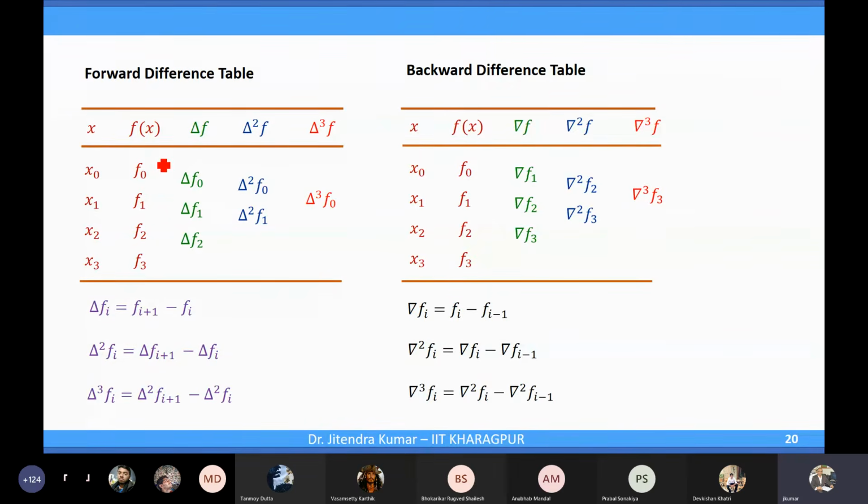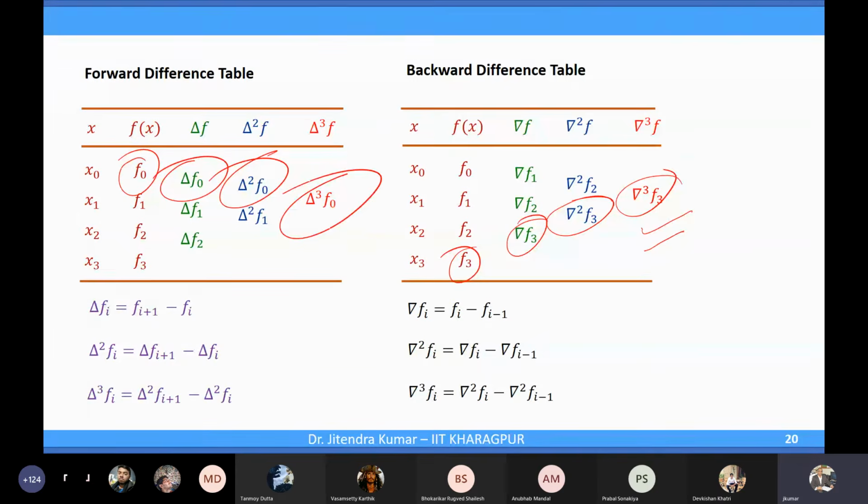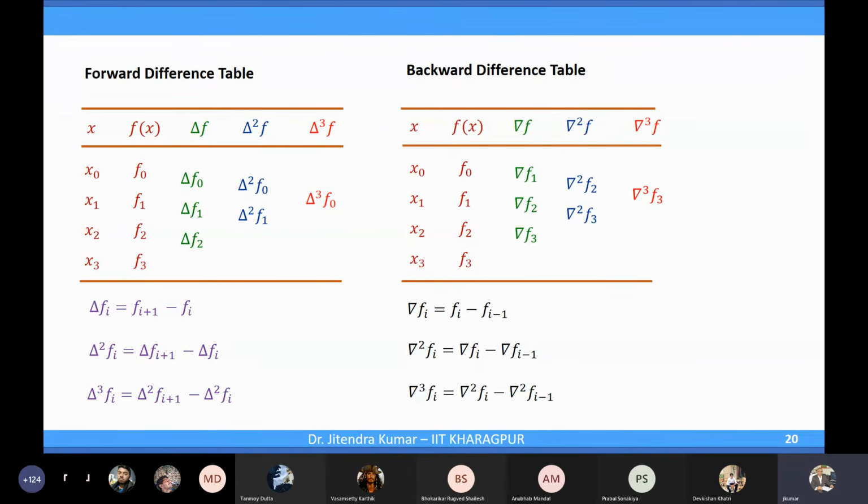Because see here, f naught, delta f naught, delta 2 f naught, delta 3 f naught: with respect to f naught, all these differences are known. In the backward, f3, delta f3, delta 2 f3, delta 3 f3: all these backward differences are known for f3. So for Newton's backward formula, these values are required. In the forward difference formula, these values will be required. We will see in the derivation itself why. But how to prepare the table, this is clear, right? You don't need to remember all these formulas.